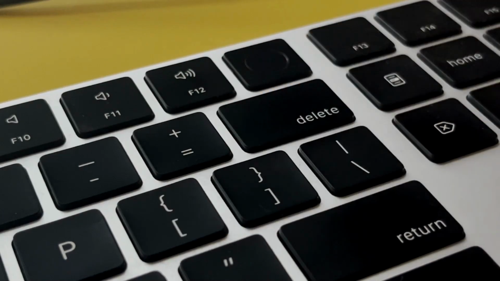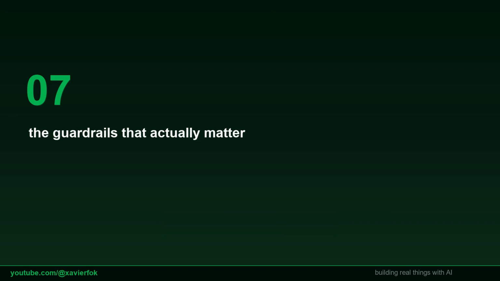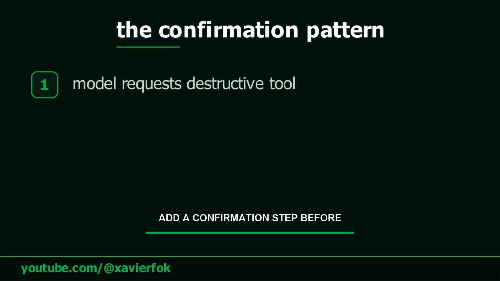The guardrails that actually matter. So let me be specific about the guardrails that matter in practice, because I see a lot of people skip this. The most important one is this. If a tool does something that cannot be undone, add a confirmation step before it runs. Do not let the agent send an email, delete a record, or publish something without a human in the loop.